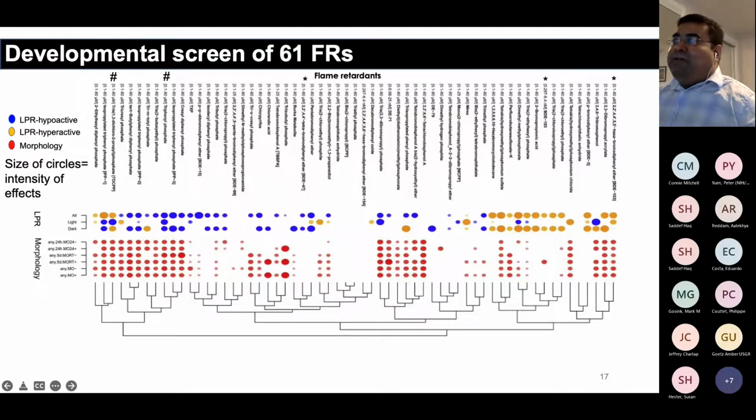The screening data shows that the PBDEs and the OPFRs overall were not very different in terms of bioactivity. Although if you focus here, BDE47, which is a legacy flame retardant that has been well studied for its toxicity, was less bioactive compared to most of the other flame retardants, including other PBDEs and OPFRs.